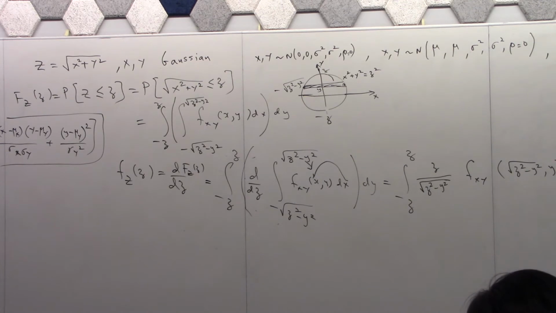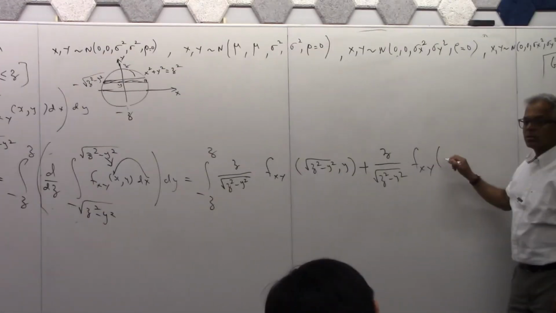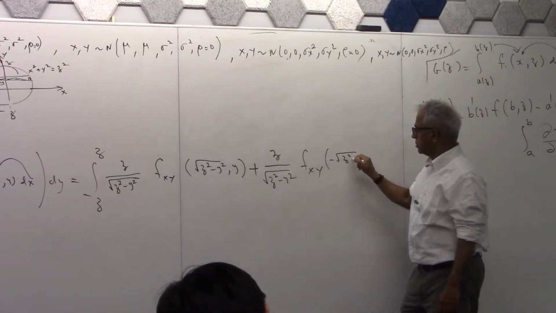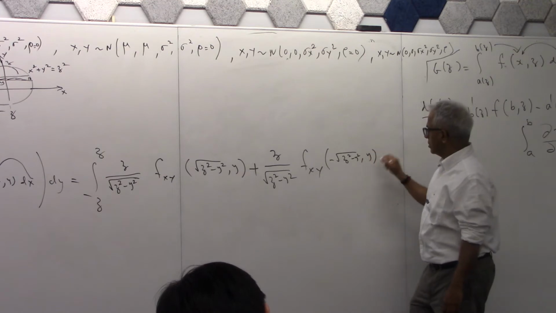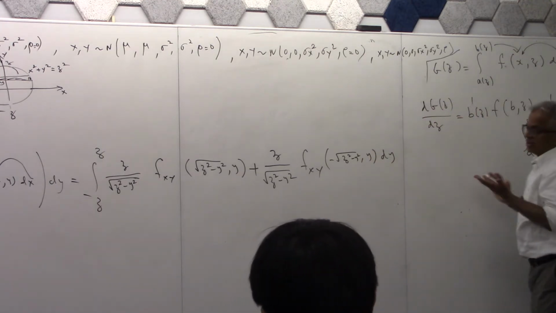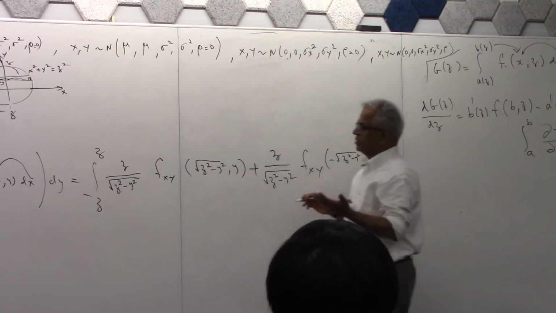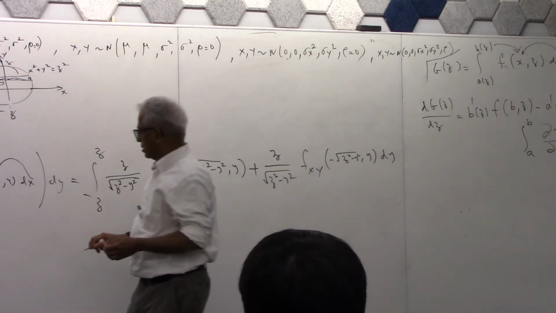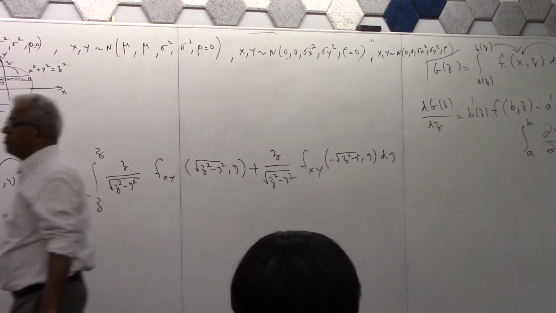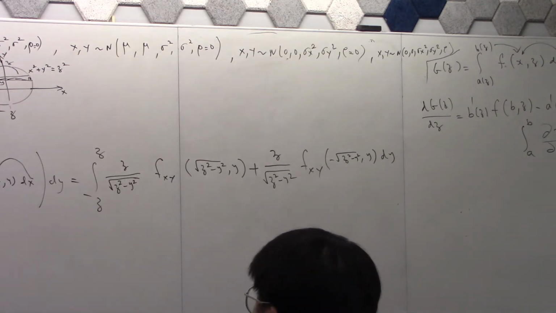f of x, y, what do you substitute here? And the third term is the derivative of the inside quantity with respect to c, but there is nothing inside, right? It's 0. So this is the answer. Let me simplify this a little more, and then I'll solve for this Gaussian problem. So let's do it here.